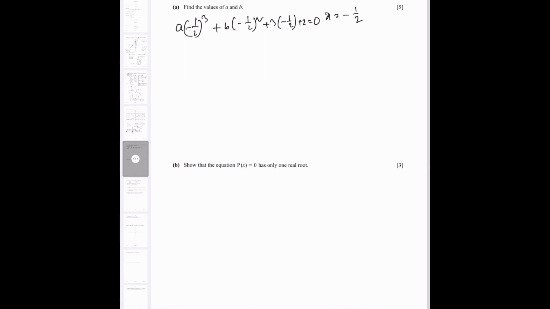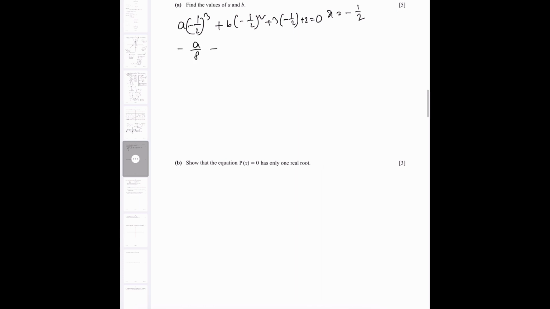Let me simplify. Minus a by 8 plus b by 4, minus 3 by 2 plus 2 equals 0. If I simplify this, I mean multiply by 8, so this is minus a plus 2b minus 12 plus 16 equals 0. Minus a plus 2b plus 4 equals 0. We can write a minus 2b equals 4. This is the first equation.